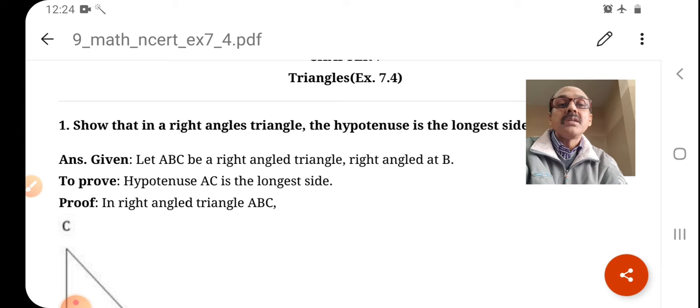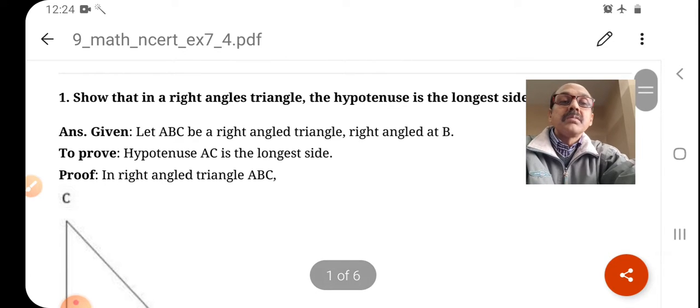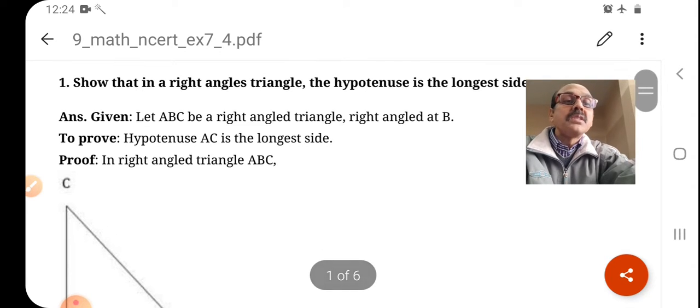Okay, let's start. The first question is: show that in a right-angled triangle, the hypotenuse is the longest side. It is given that the triangle is right-angled, that means one angle is 90 degrees. So we have to show the hypotenuse is the longest side.